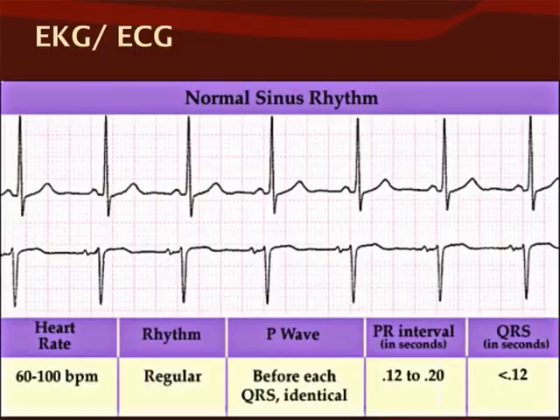When you look at it, you'll notice that the rhythm is regular. You'll notice that each QRS complex is identical. The PR interval falls within the normal range, as well as the QRS. So we now know that this is normal sinus rhythm.